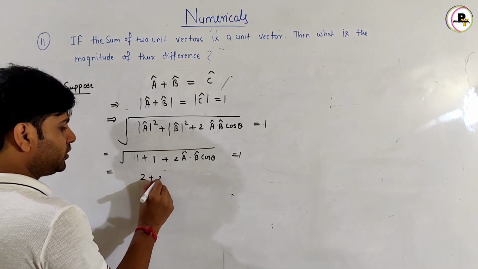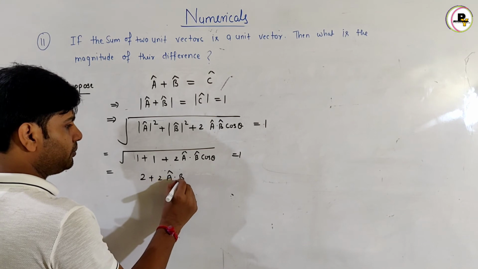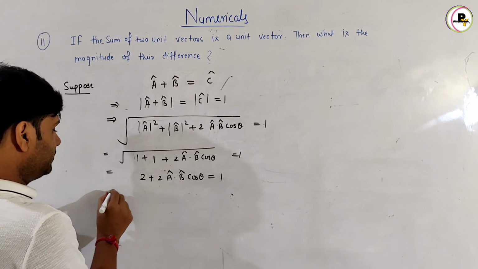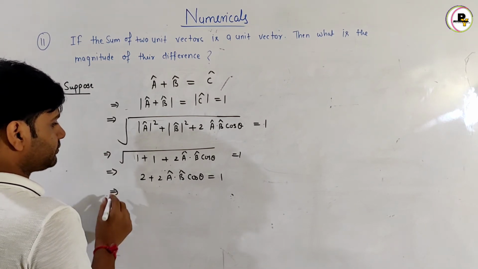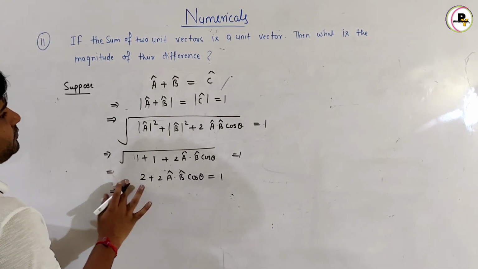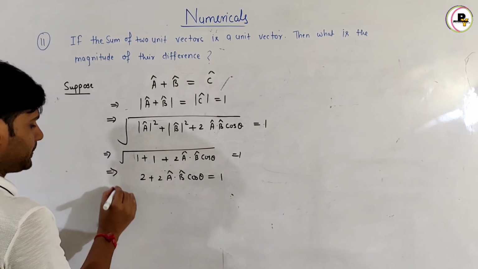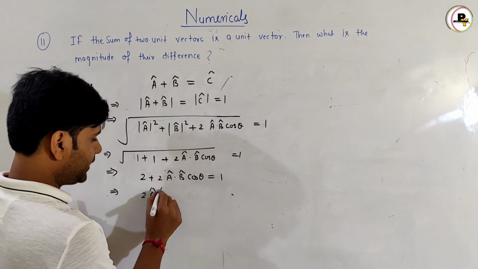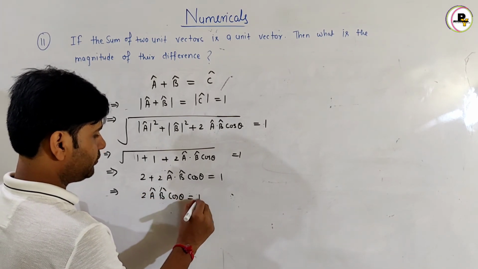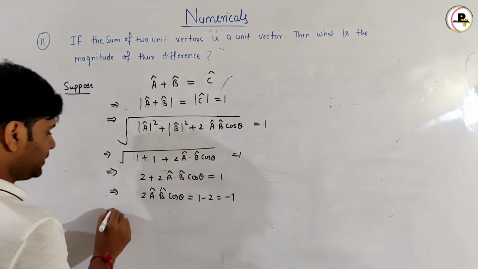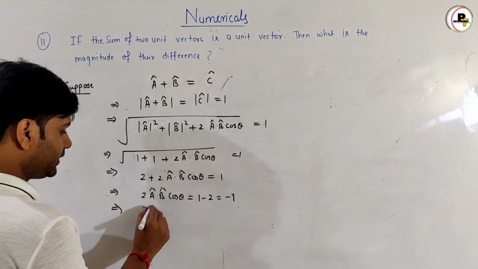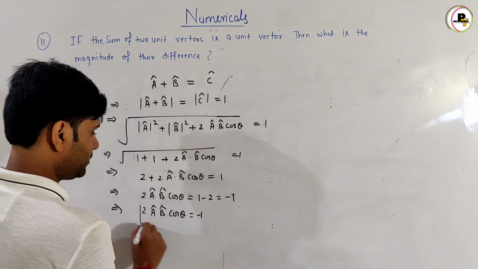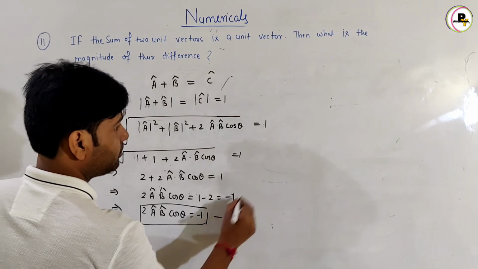So squaring on both sides, I get 2 plus 2 A cap dot B cap cos theta is equal to 1. Therefore 2 A cap dot B cap cos theta is equal to what? 1 minus 2, that is minus 1. Suppose this is equation number 1.